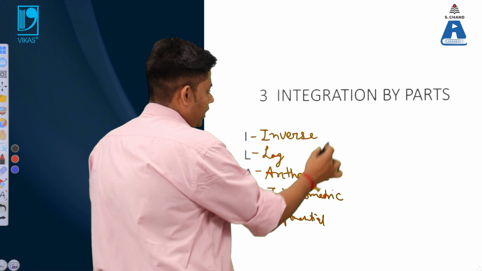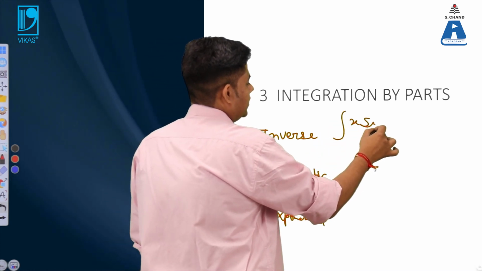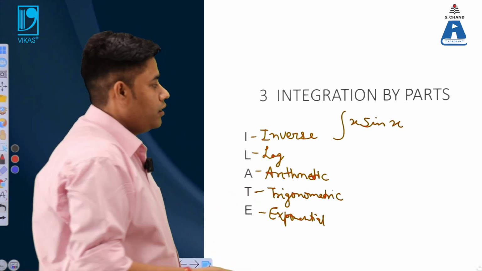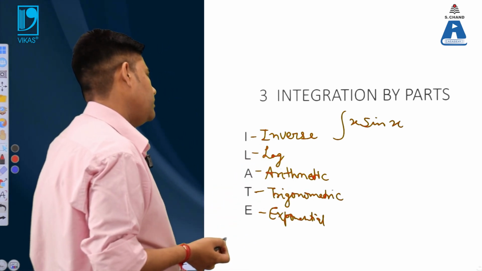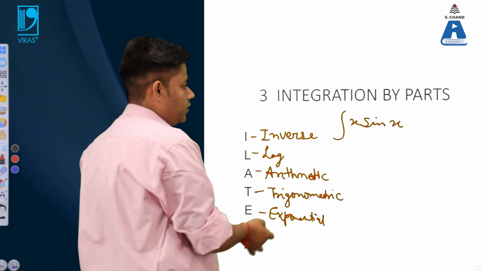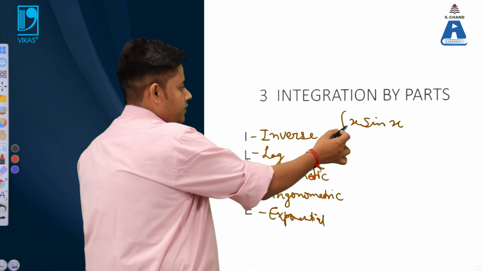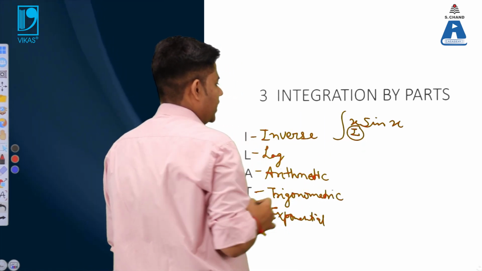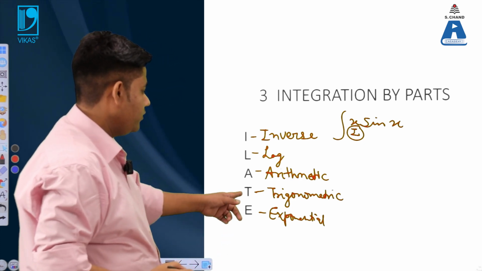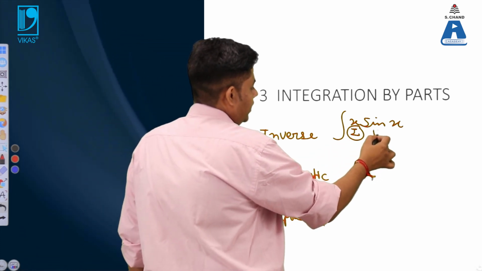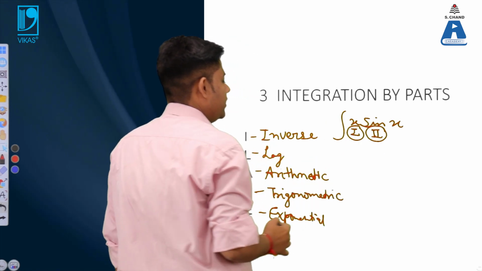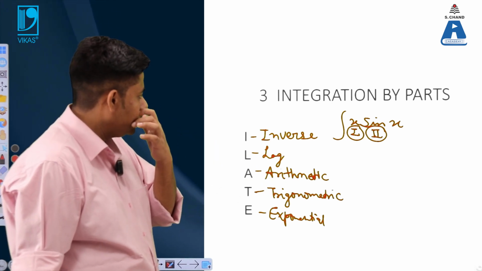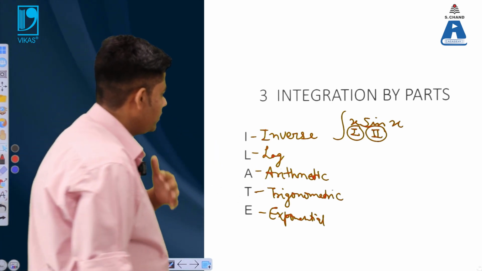Let's say you have to integrate x and sin x. You have to give a preference of number 1 and number 2 to these two different functions. I have told you the preference order, which is ILATE. This x indicates the arithmetic function, and sin x indicates the trigonometric part. So sin x can be treated as the second function, and x can be treated as the first.